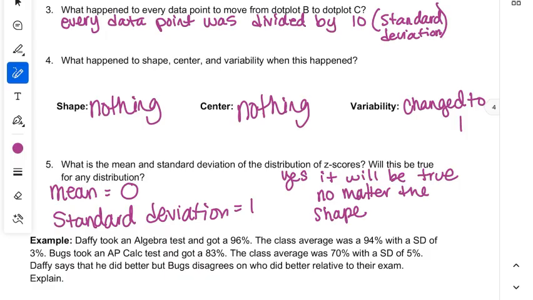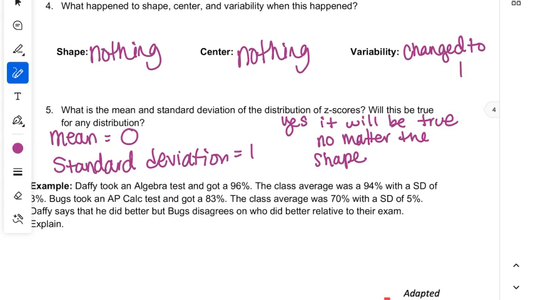Okay, so here's our example. It says Daffy took an algebra test and got a 96%. The class average was 94 with an SD of 3. Bugs took an AP Calc test, got an 83. Class average was a 70 with an SD of 5. Daffy says that he did better than Bugs, but Bugs disagrees on who did better relative to their exam. So the way we can compare these is by using the z-score. So I want you to go ahead and do that.